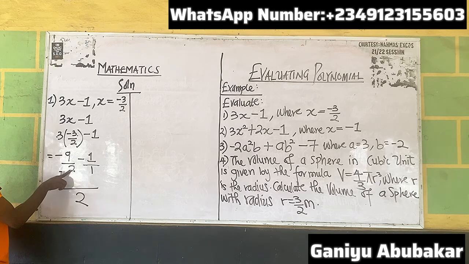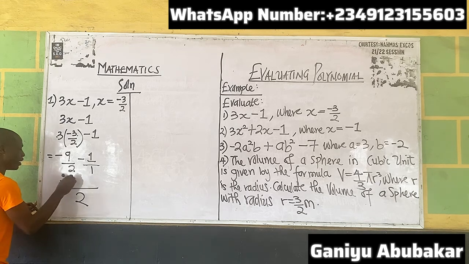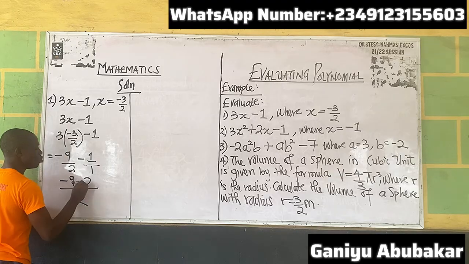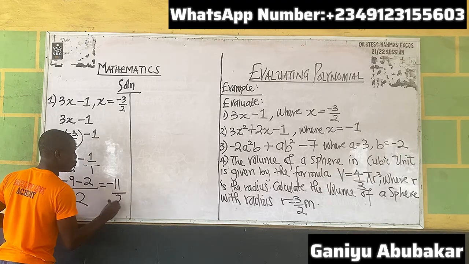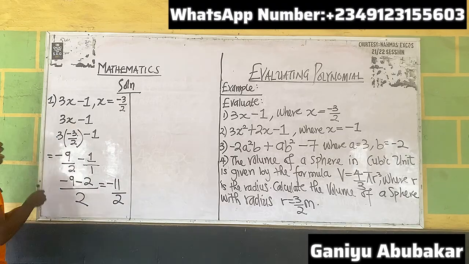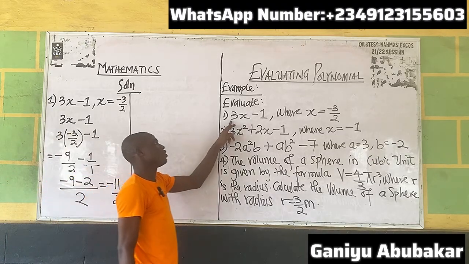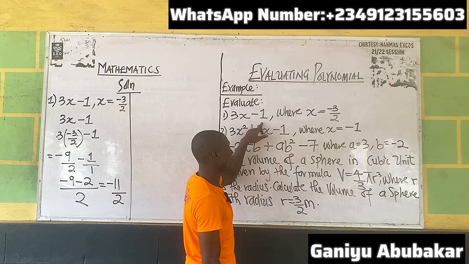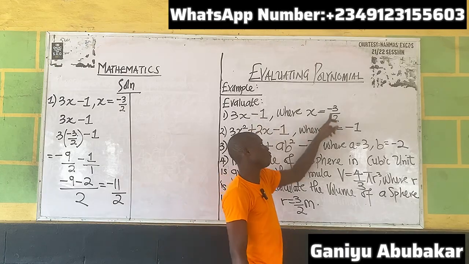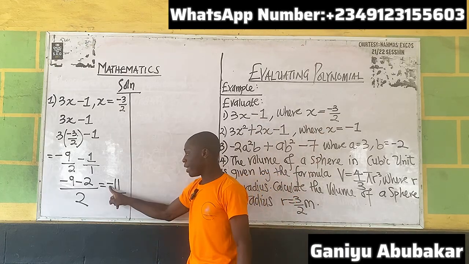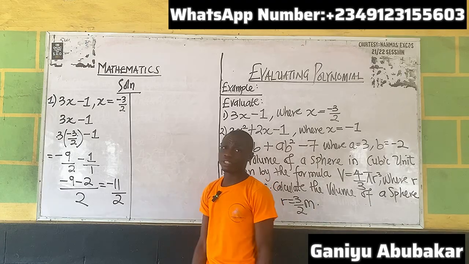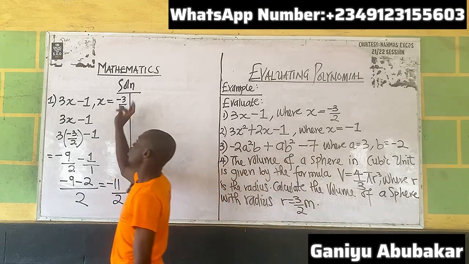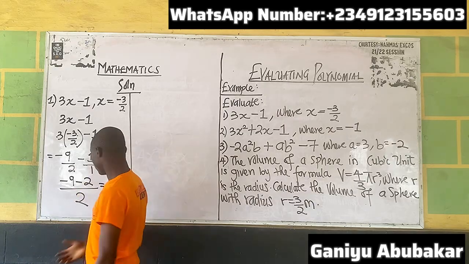2 into 2 gives you 1. 1 times this gives you minus 9. Minus 2 in 1 gives you 2 times 1, which is 2. Minus 9 minus 2 gives you minus 11 over 2. So the answer, after putting x as minus 3 over 2, becomes minus 11 over 2. Just put your value of x into the given expression and then you have your value.